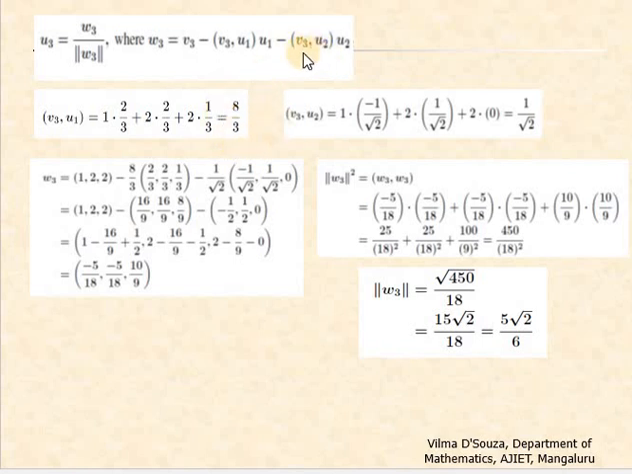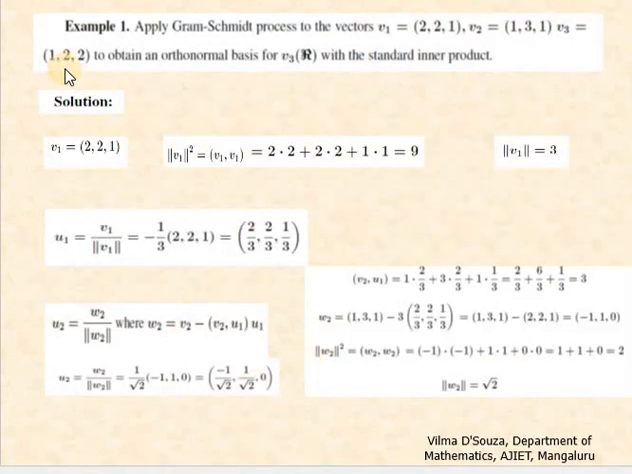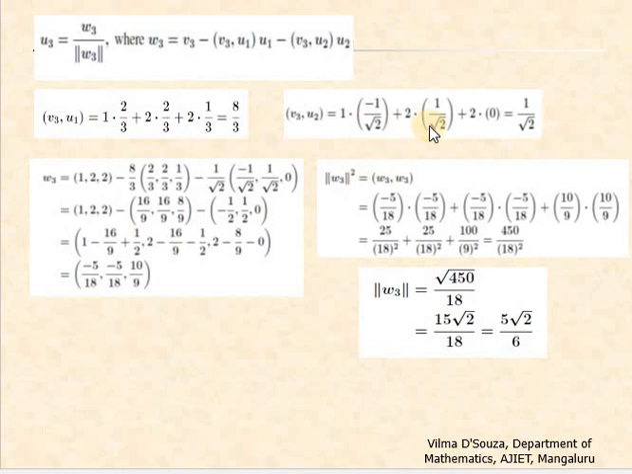Similarly, you need to find V3 comma U2. What is V3 comma U2? V3 is 1, 2, 2 into minus 1 by root 2, 1 by root 2, 0. So that will be 1 into minus 1 by root 2 plus 2 into 1 by root 2 plus 2 into 0. That is minus 1 by root 2 plus 2 by root 2 plus 0, that is 1 by root 2. So V3 comma U2 is 1 by root 2.